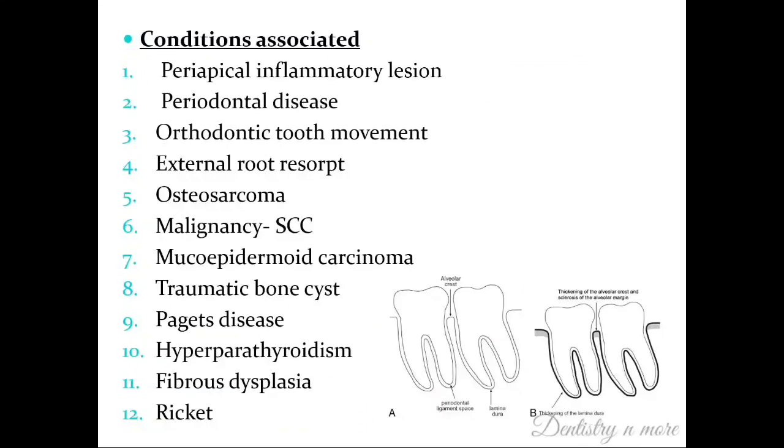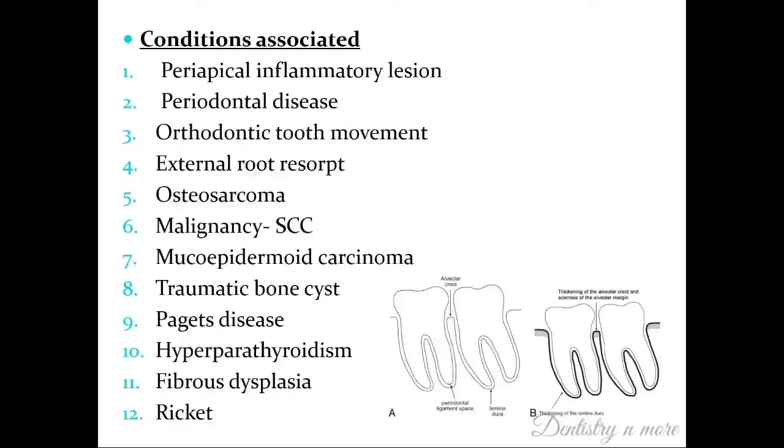The conditions that can be associated with the lamina dura include the periapical lesions that you see in cases of periapical abscess, periapical granuloma, and cyst. There is a loss or absence of lamina dura. In periodontal diseases, you might see a wider or thicker lamina dura when there is an increase in the occlusal stress. The same goes for orthodontic tooth movement, and in external root resorption you can see a continuous lamina dura.